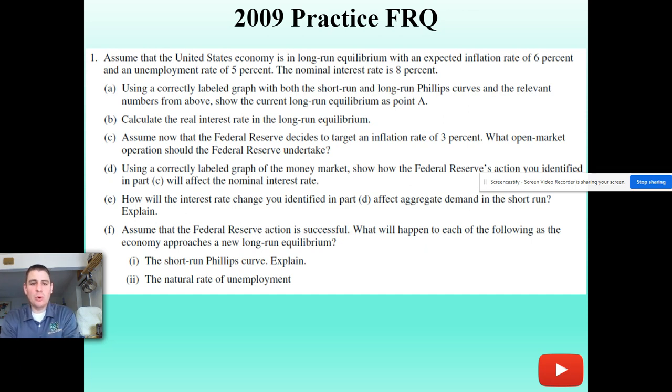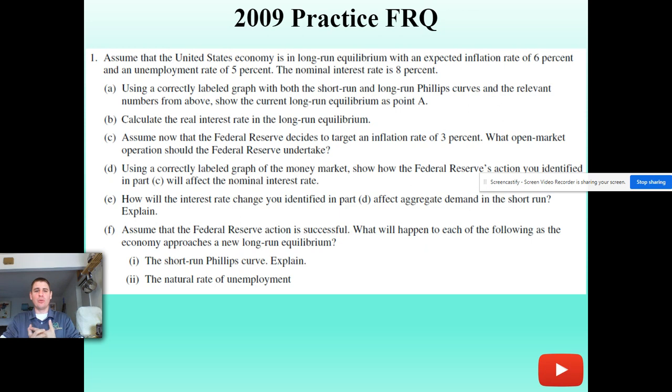Using a correctly labeled graph of the money market. Oh my goodness, and now we've got a third graph. AD-AS, Phillips curve, money market. Good, bring it on. We love the challenge. This is a number one PowerPoint or FRQ. It's one of the big boys. You will have to do a big boy on your FRQ for sure.